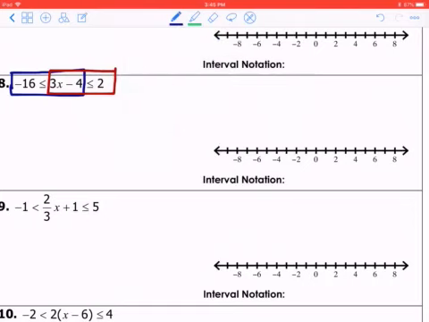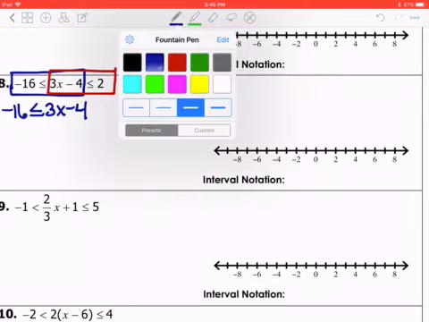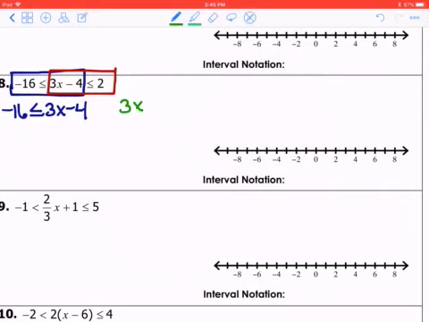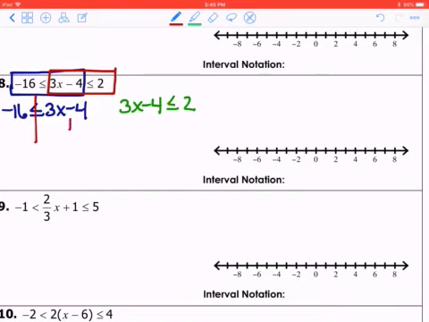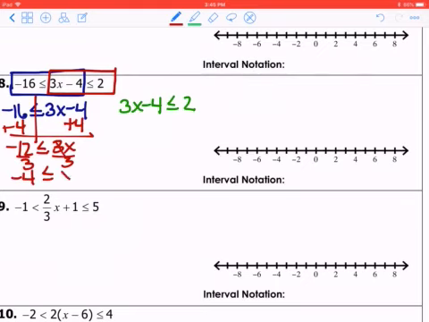So if we write these out, I have -16 is less than or equal to 3x minus 4. And then the other one is going to be 3x minus 4 is less than or equal to 2. Okay? So now if we solve, I'm going to add 4. That's going to give me -12 is less than or equal to 3x. I'm going to divide by 3. And I'm going to get -4 is less than or equal to x. There's my first one, okay?